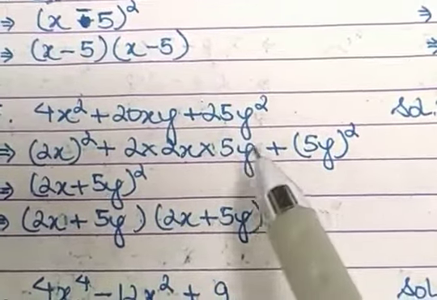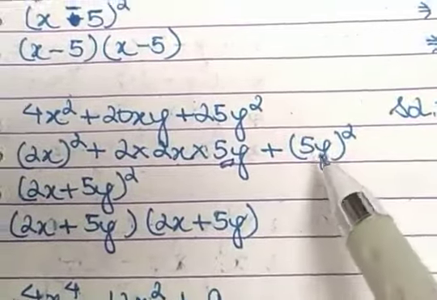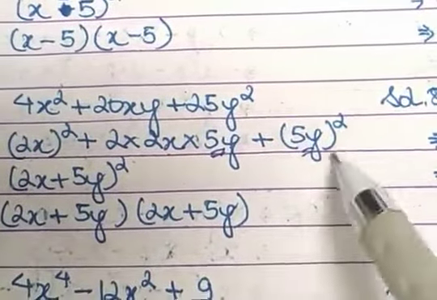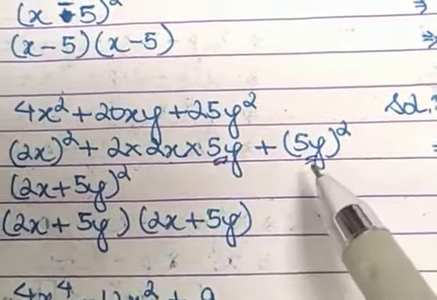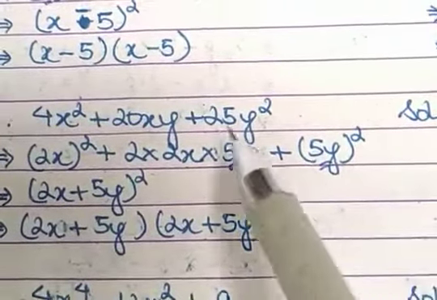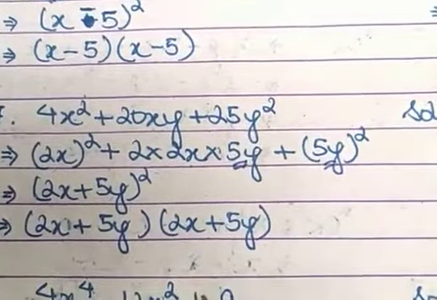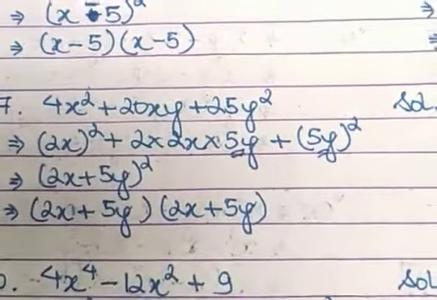Now for b, I got the value of b as 5y. The last term is simple, b square, so I have placed 5y whole square. Now let's check the third term. 5 into 5 is 25, so we have 25 out here, and y square. See, we haven't changed the term, isn't it?